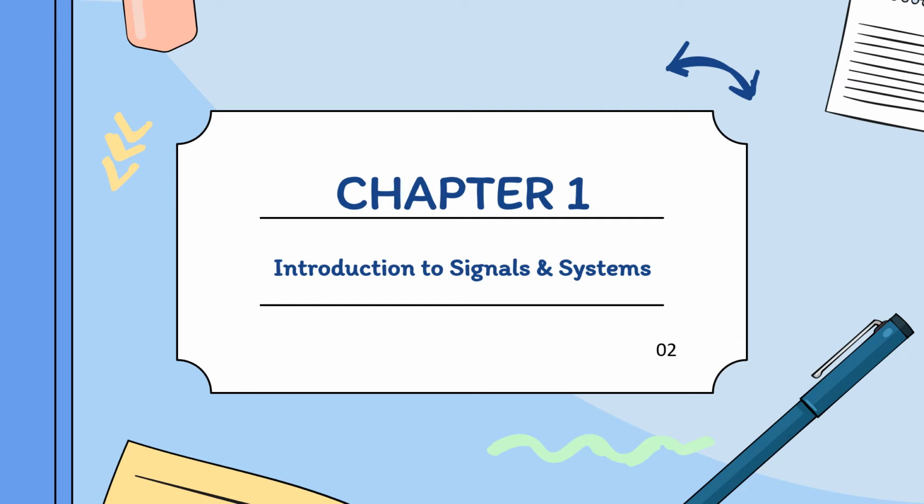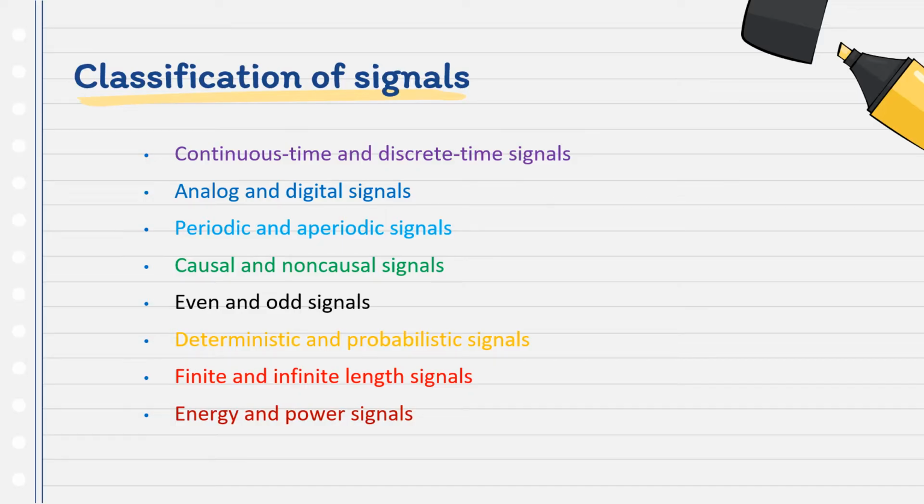Let's continue with chapter 1. Signals can be classified into several classes. I have arranged the classes of signals in pairs, so I will try to explain to you each of these classes of signals. I have also recorded short videos. I hope that those videos will help you in understanding the different classes of signals.